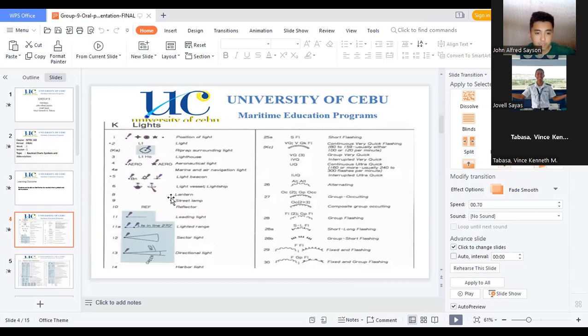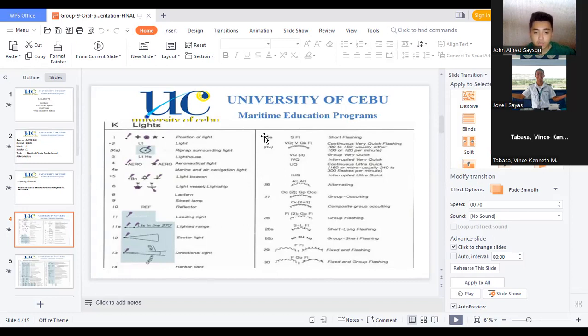Number eight, as you can see, lantern. Number nine, street lamp. Number 10, REF, or what we call reflector. Number 11, leading light, and 11A, lighted range. Number 12 is sector light. Number 13 is directional light. And lastly, number 14 is harbor light.